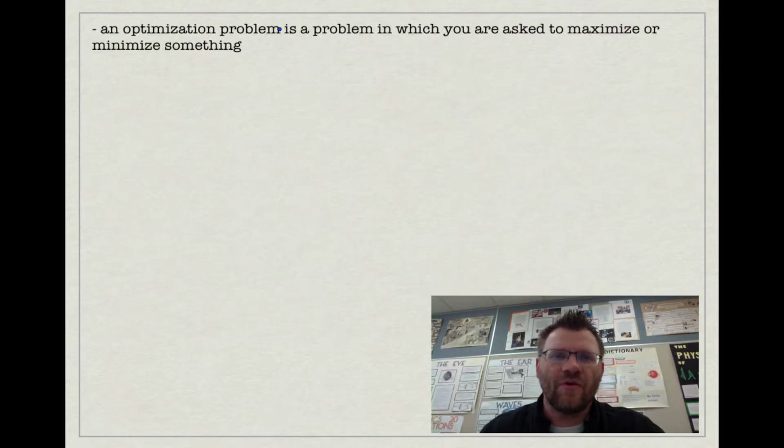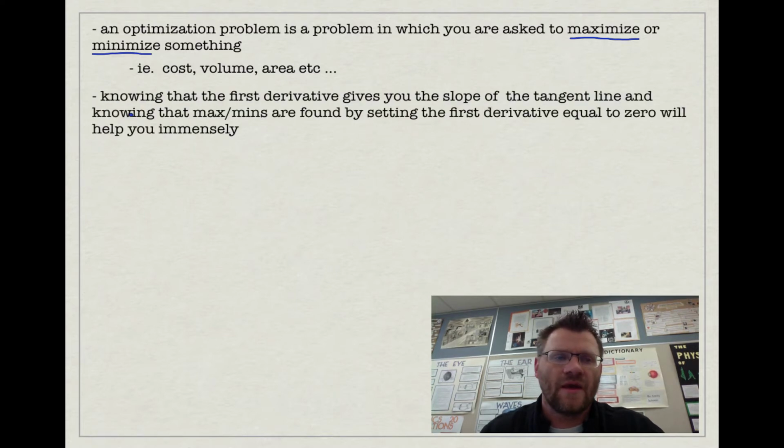So an optimization problem is a problem in which you are asked to either maximize or minimize something. Some examples of that, you might be asked to maximize or minimize the cost of something, the volume of an object, or the area of an object, etc. And knowing that the first derivative gives you the slope of the tangent line, and knowing that max and mins, which is what optimization is about, are found by setting the first derivative equal to 0 will help you immensely.